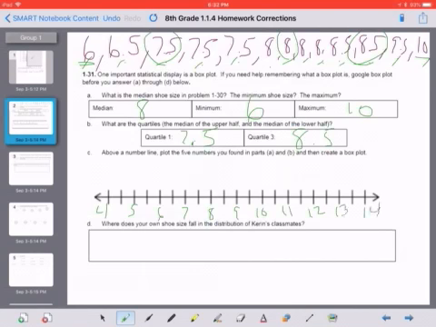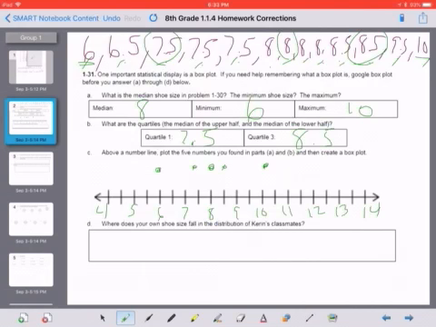And then I place dots above each one of my numbers. So my median is right here at 8. My minimum is at 6. My maximum is 10. 7.5 is my quartile 1. And 8.5 is my quartile 2.